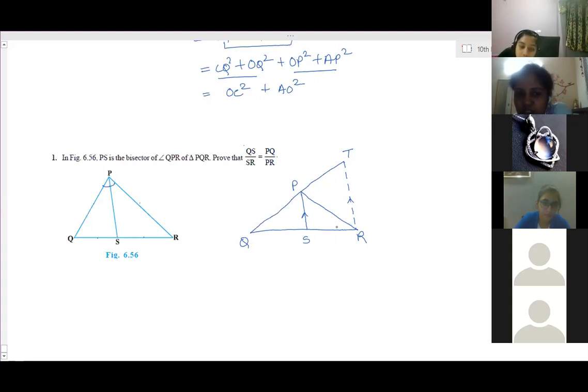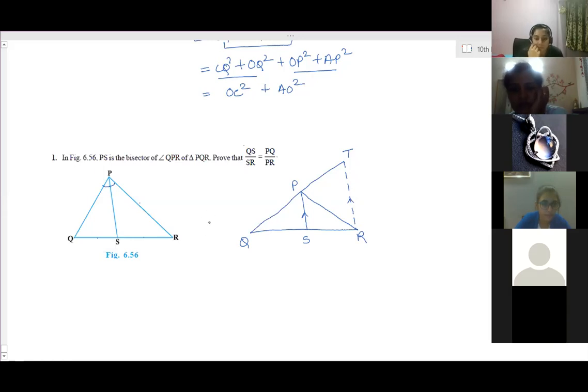Actually, when you take triangle QRT, PS is parallel to TR. So what will you get from this? Is P the midpoint of Q, or S the midpoint of QR? Is it told? No, ma'am. Then in triangle TQR, PS is parallel to TR. Therefore, QPS is similar to QTR, no?